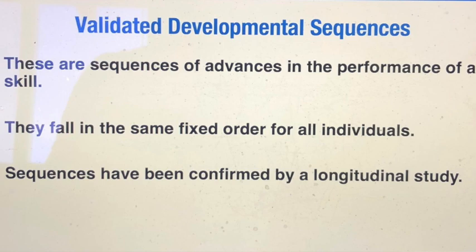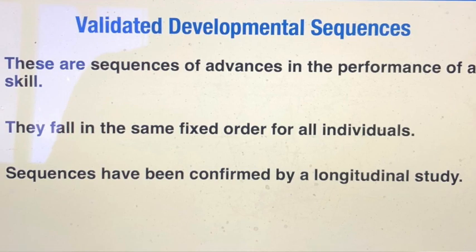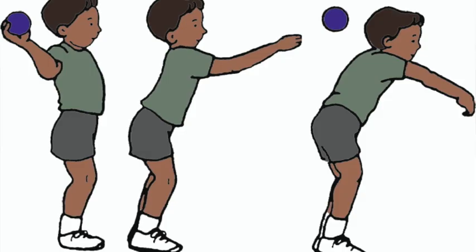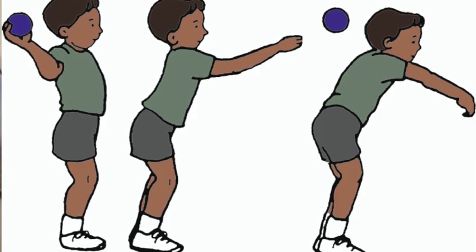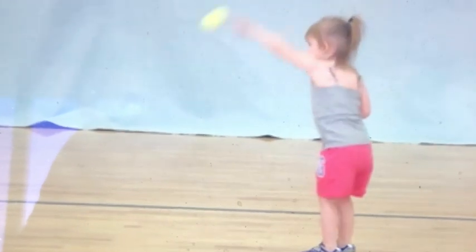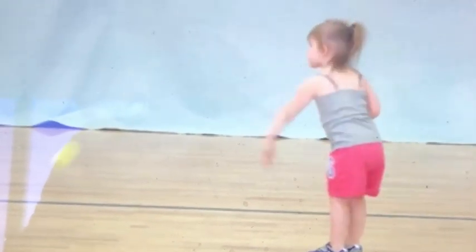When one compares early childhood throwing attempts to advanced throwing, one will notice certain throwing patterns, especially those of children under 3 years old. Typically, they tend to use only arm action. The individual will seldom step into the throw or use much trunk action. The child will position the upper arm with the elbow up or forward and execute the throw by elbow extension alone.